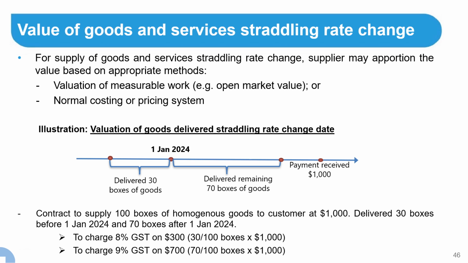For example, you contract to deliver 100 boxes of homogeneous goods to your customer for $1,000 and you delivered 30 boxes in 2023 before rate change date and 70 boxes after the rate change date. You should use the quantity of goods delivered to apportion the value of goods supplied before and after the rate change, as shown in the example here.